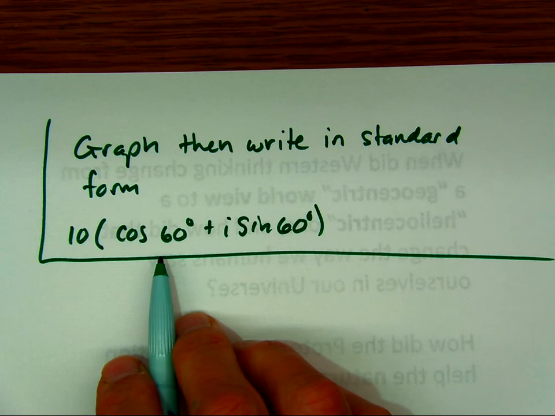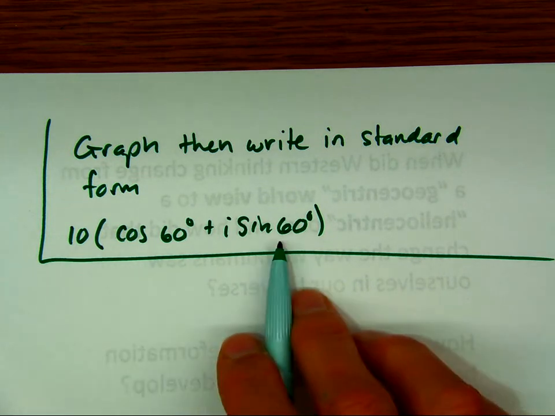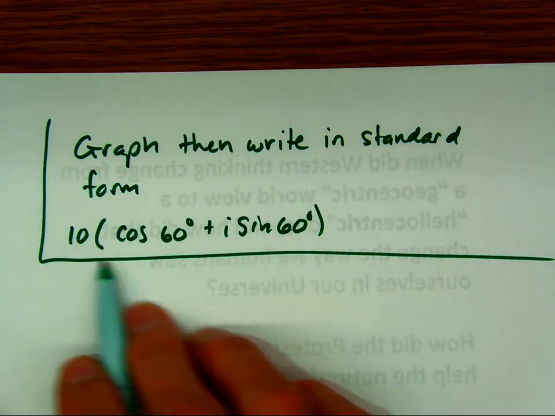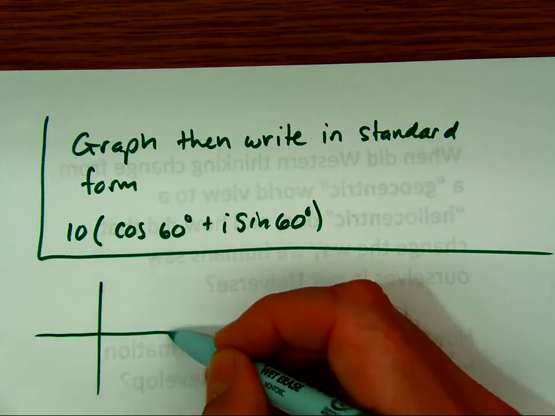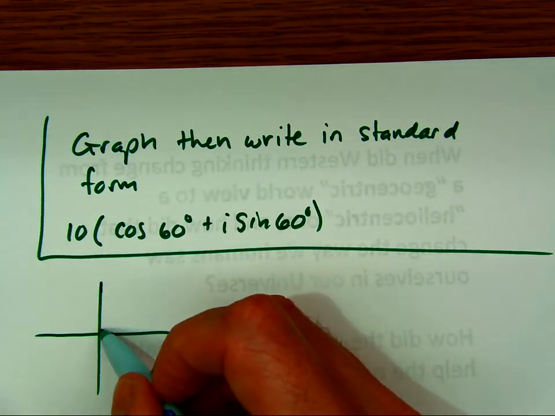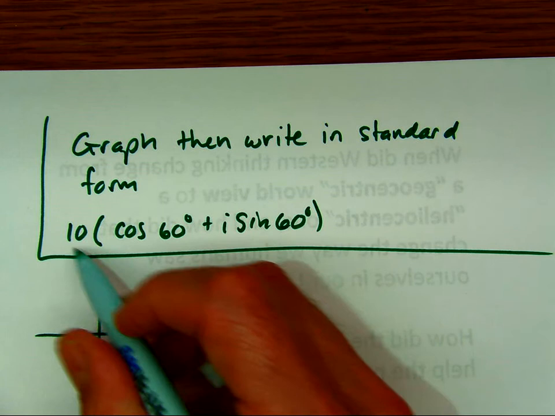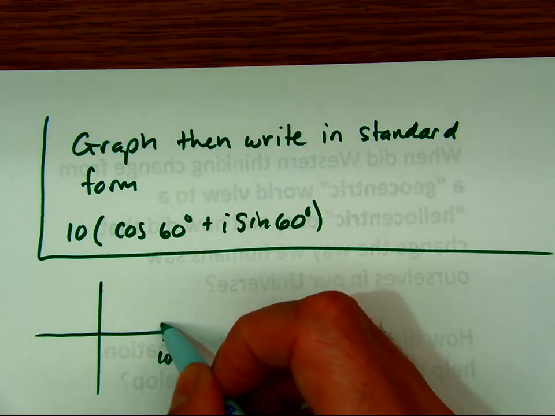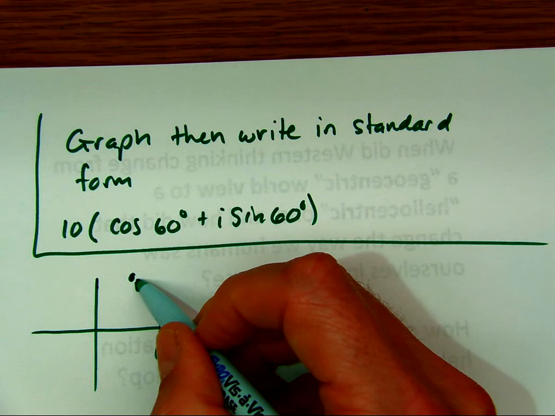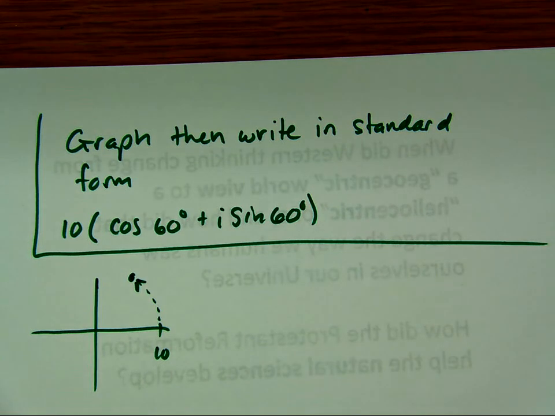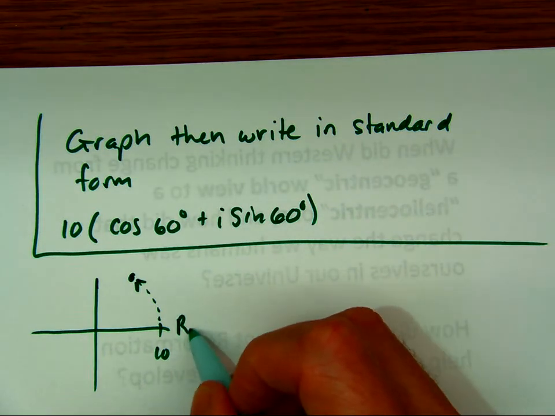All right, so it looks pretty complicated, but all it's giving us is a radius and an angle. So if we're going to graph, we're going to rotate 60 degrees and go out 10. So if the radius is 10 and then we rotate, it'll put us right there. So there's the location of the point in the complex plane.